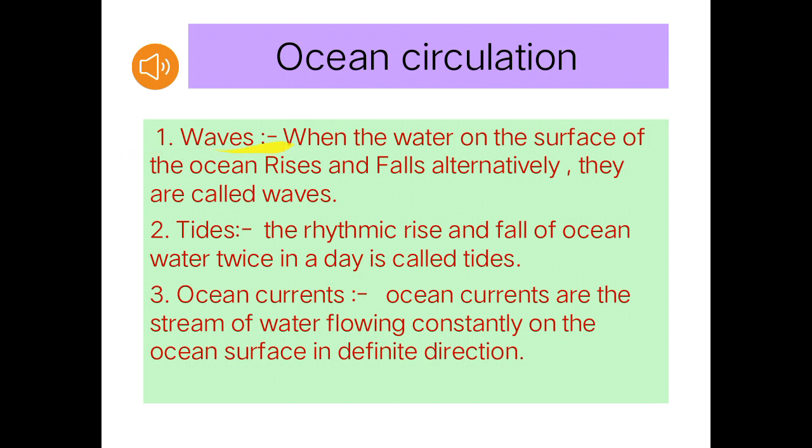First, waves. Second, tides. Third, ocean currents. The first, waves. When the water on the surface of the ocean rises and falls alternately, they are called waves. Tides, the rhythmic rise and fall of ocean water twice in a day, is called tides. Ocean currents are the stream of water flowing constantly on the ocean surface in a definite direction.